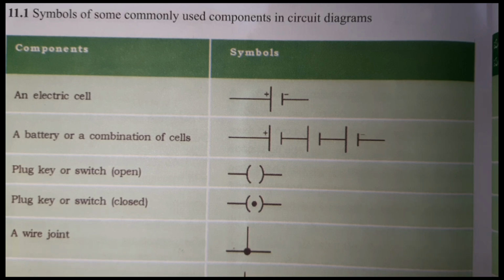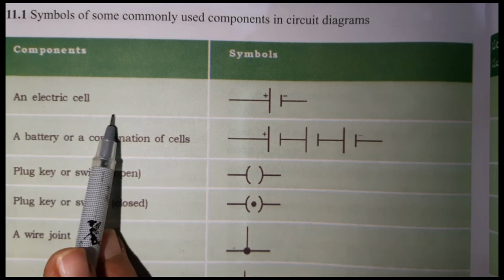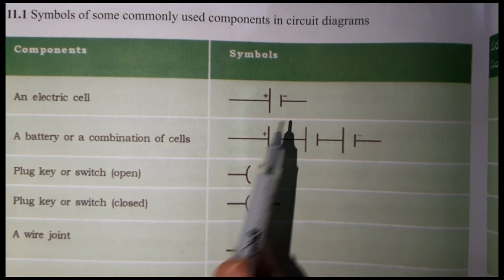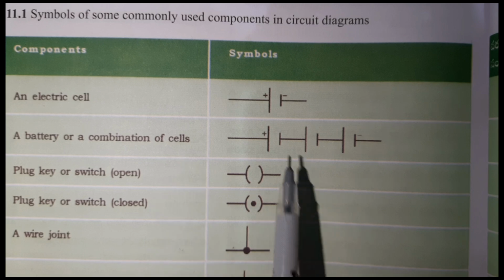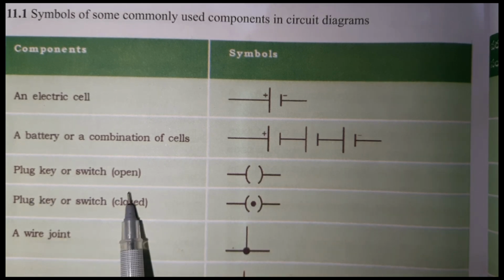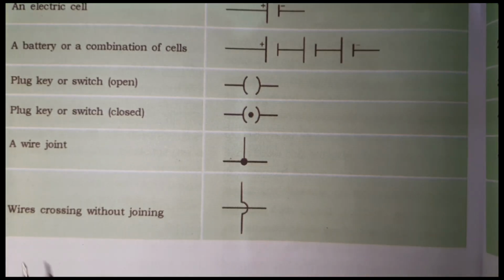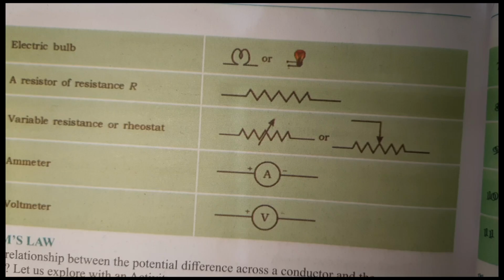This is also one of the important tables which you need to learn from your textbook. They can ask MCQs. What are the symbols? Like the symbol representing an electric cell. If it is an electric battery, we need to represent more cells. When the key is open, it is without a dot. When the key is closed, it's with a dot. Wire joined is a perpendicular connection. Wire crossing without joining: if overlapping wires are there, one above the other, then we use this symbol.